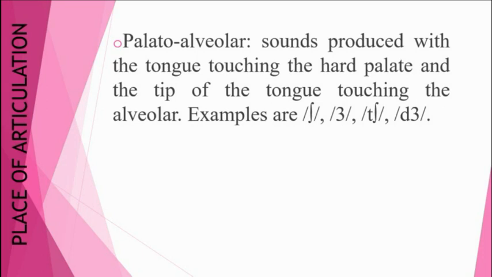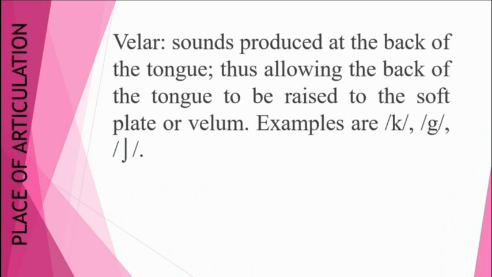The next one is velar. The velar sounds are sounds that are produced at the back of the tongue, thus allowing the back of the tongue to be raised to the soft palate or the velum. So when you are producing velar sounds, the back of the tongue or the velum will be raised. They will be raised, and then the air that is coming from the lung will come out. They are actually sounds that are produced at the back of the mouth.